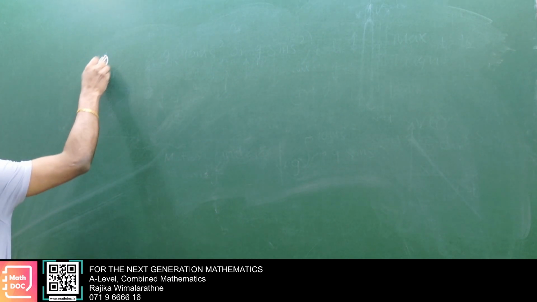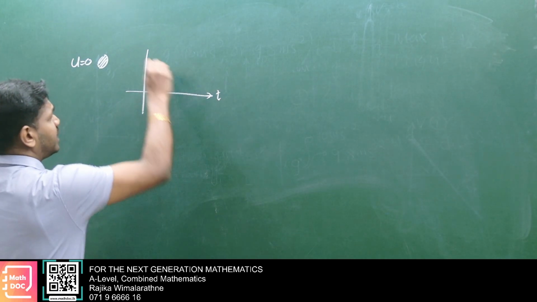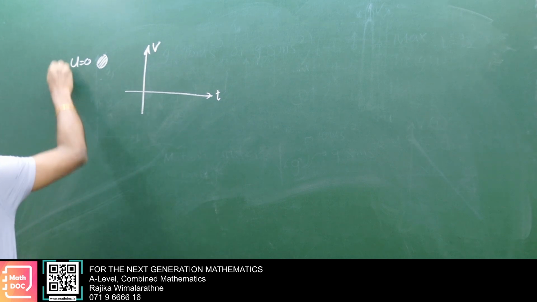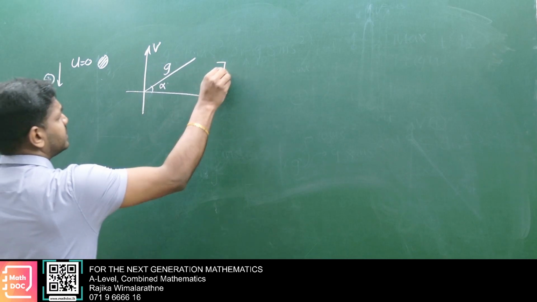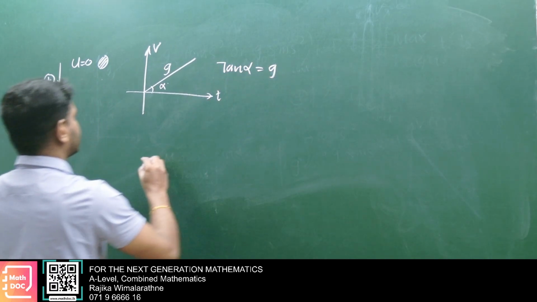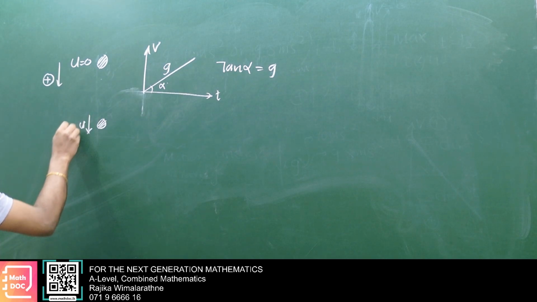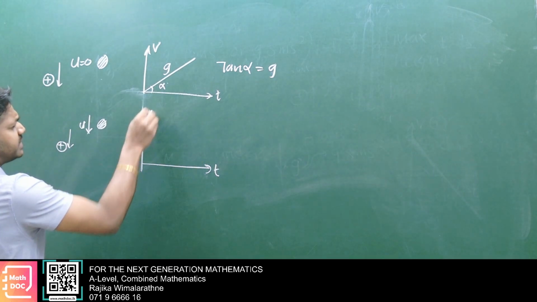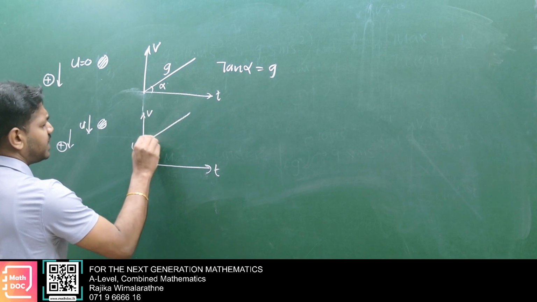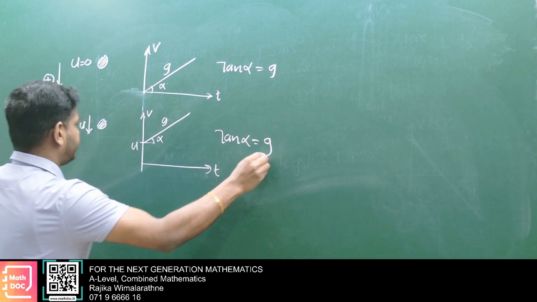Okay. Now you do with me. A particle released from rest. You sketch the graph, time velocity, sketch with me. Here you take downward positive direction. Here it is alpha, g, tan alpha equals g, the v-t graph. Then you consider downward velocity u, positive direction, then time velocity, initial velocity u, here alpha, gravitational acceleration g, and tan alpha represents g.